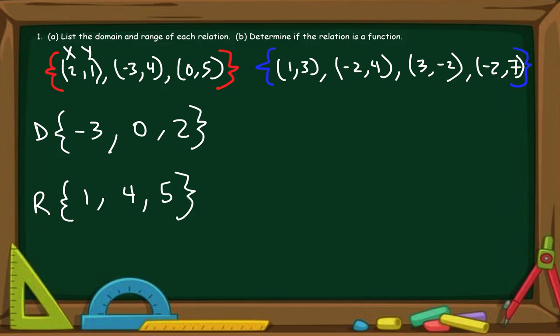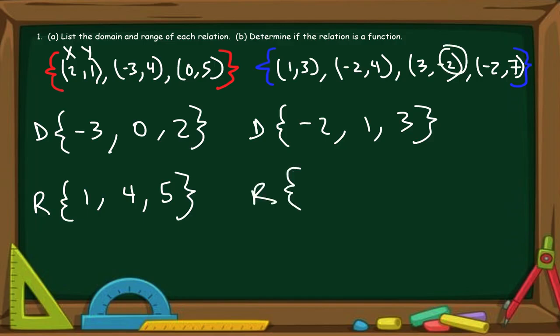Now let's do the same thing for the other relation. So let's write out the domain. The lowest x value is -2. Next is 1, and then 3. Now let's write out the range of that relation. The lowest y value is -2, and then it's 3, 4, and 7. So that's how you can write out the domain and range of each relation.